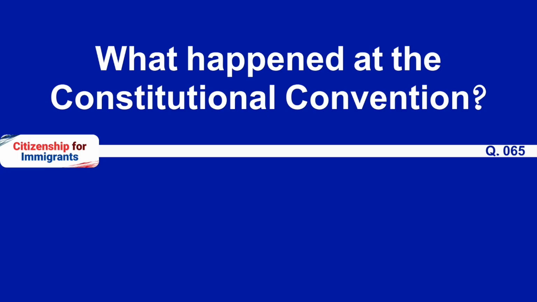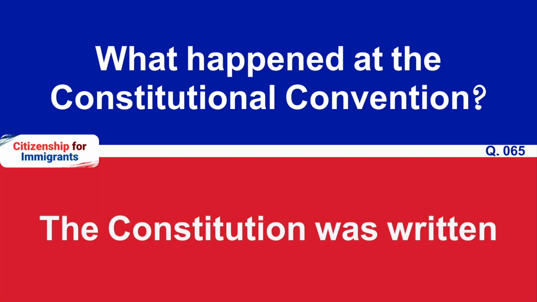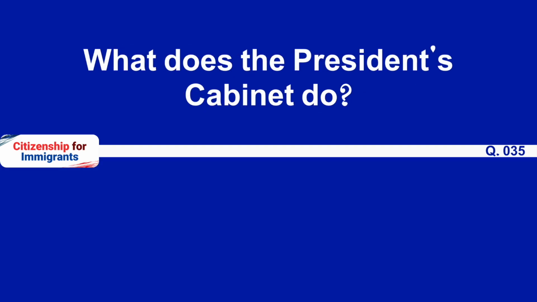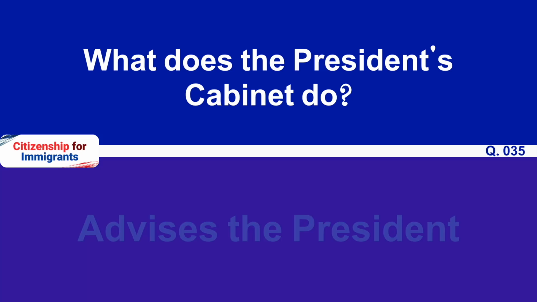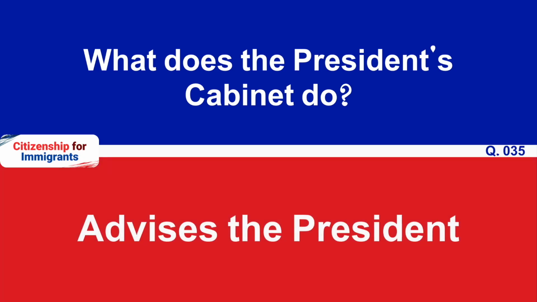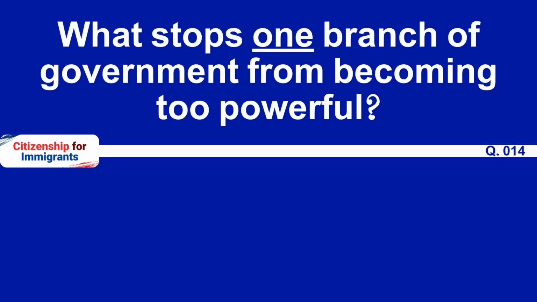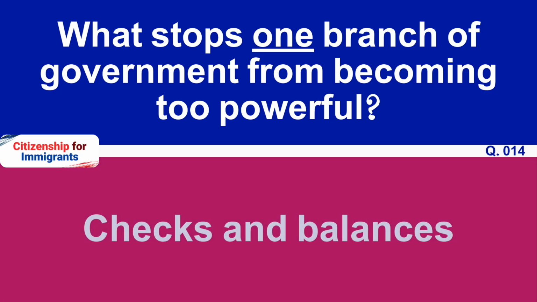What happened at the Constitutional Convention? The Constitution was written. What does the President's Cabinet do? Advises the President. What stops one branch of government from becoming too powerful? Checks and balances.